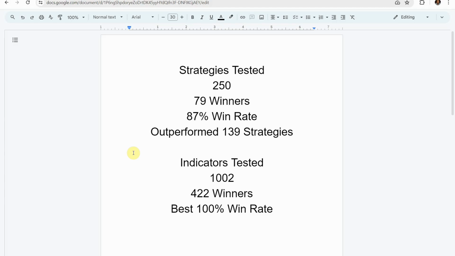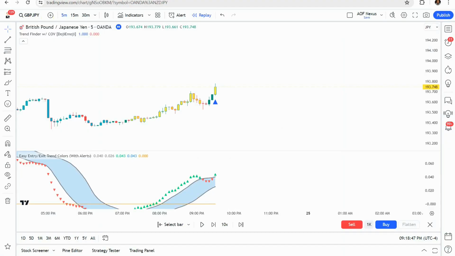And so far, since we've been keeping track, it has outperformed 139 of the other strategies that we have put it up against, every single one so far. We've also tested a total of 1,002 indicators, with 422 of them being winners.